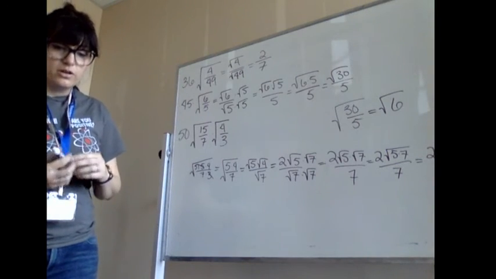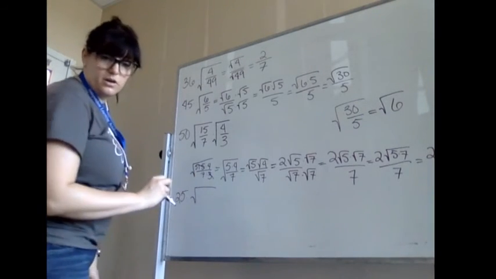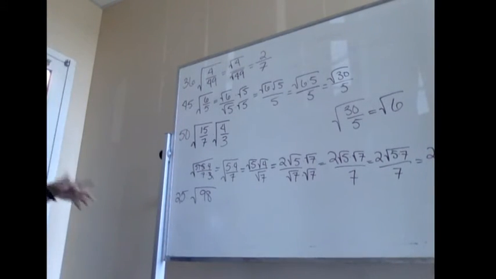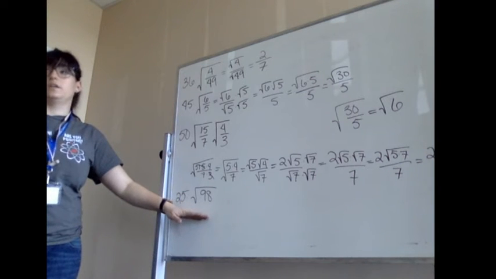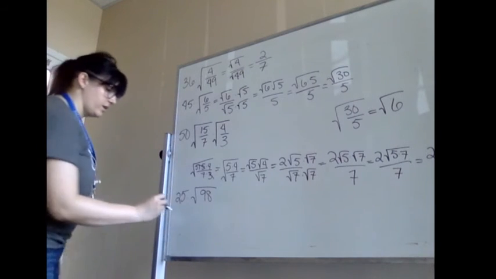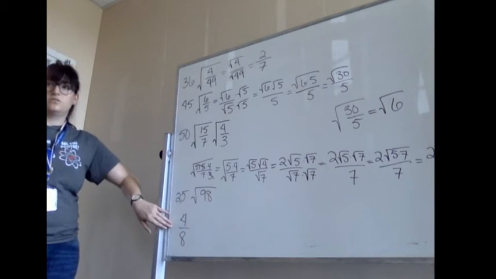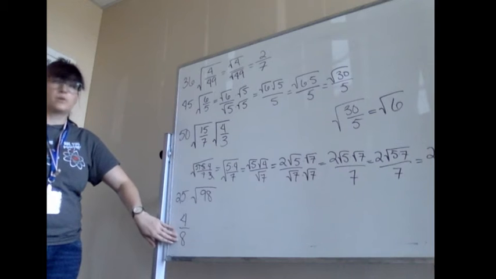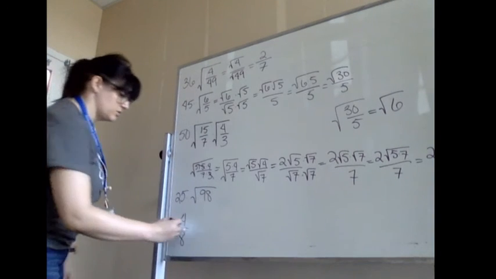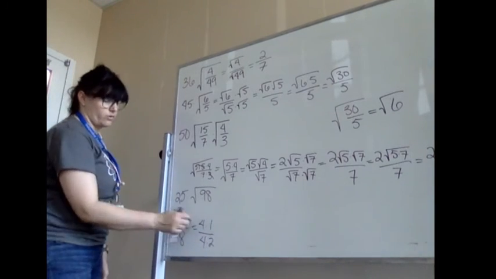Now, let's do number 25. The square root of 98. So, I don't know what the square root of 98 is, but if I can take the square root of part of it, it's like simplifying a fraction. Like if I have 4 over 8, 8 does not divide into 4 evenly, but I can recognize that there is a number that I can divide out of each one of these. So I can do 4 times 1 over 4 times 2, and I can divide 4 into 4, it'll just give me 1.